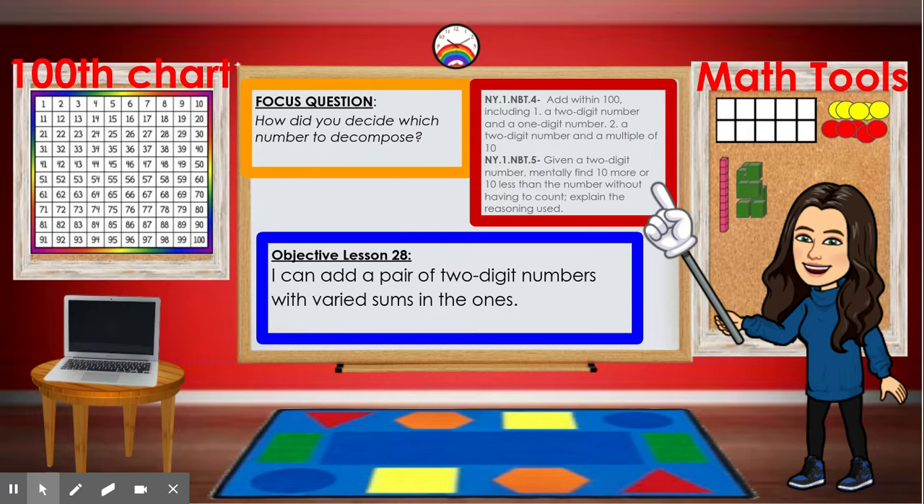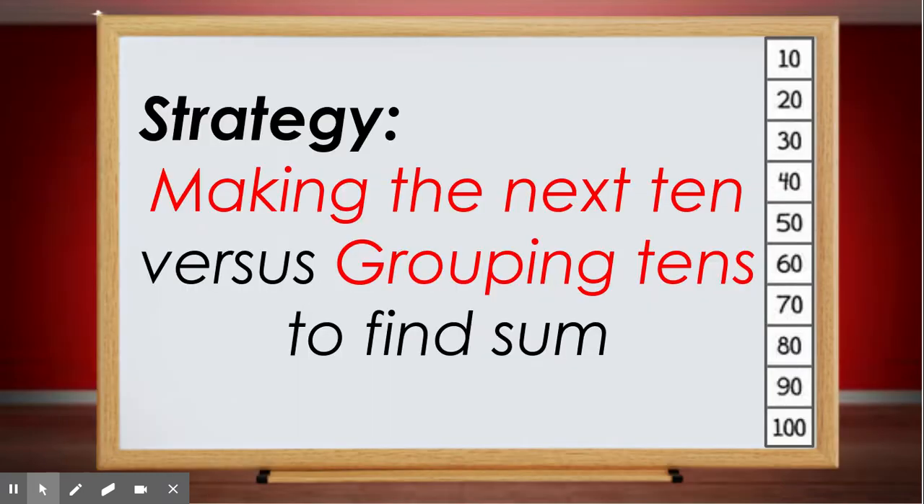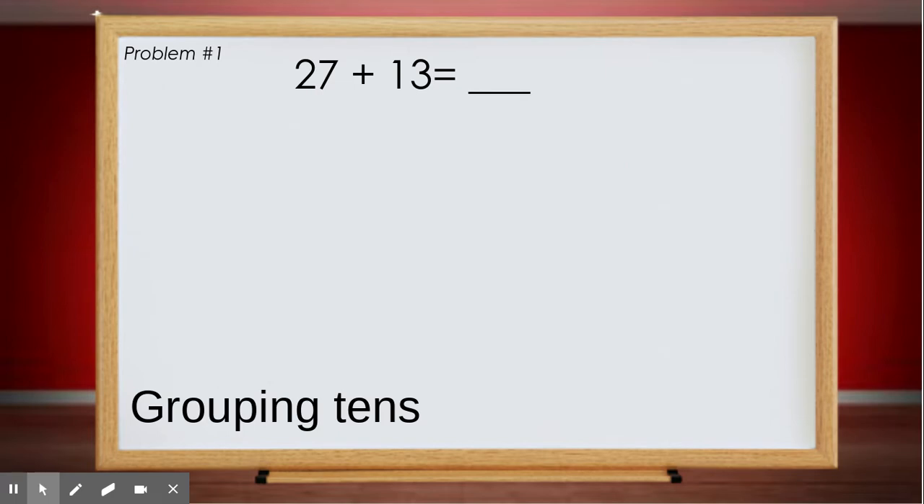Now, teachers, for the last few lessons, students have learned to use two different strategies. One of the strategies is making the next 10 to find the sum. And the second strategy was grouping tens to find the sum. In both of these strategies, students worked with two-digit numbers in order to find the sum.